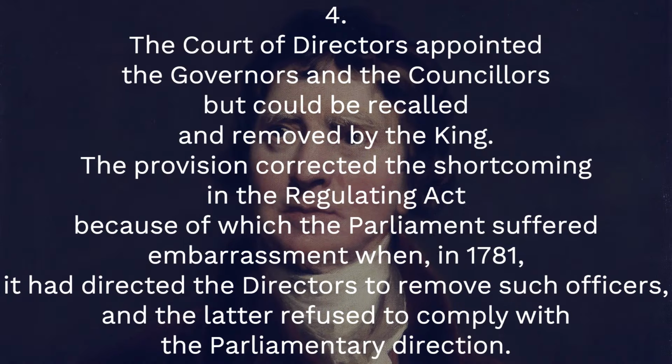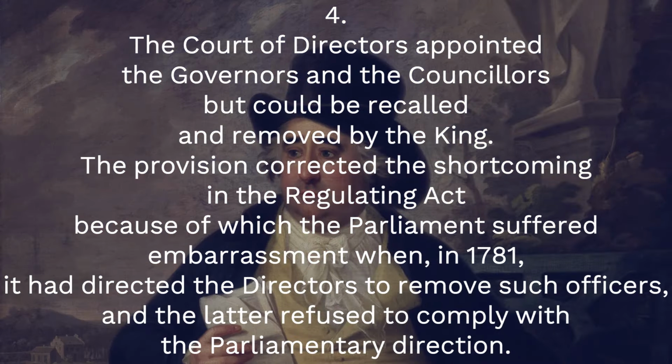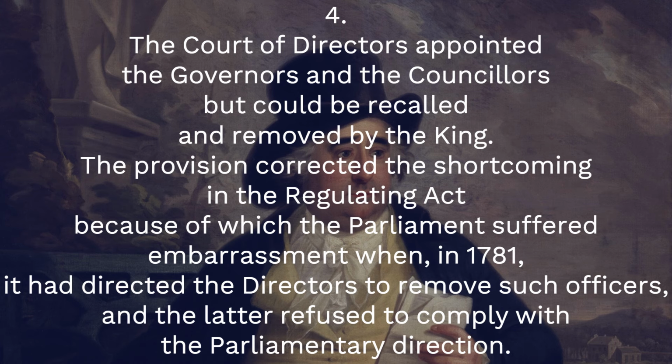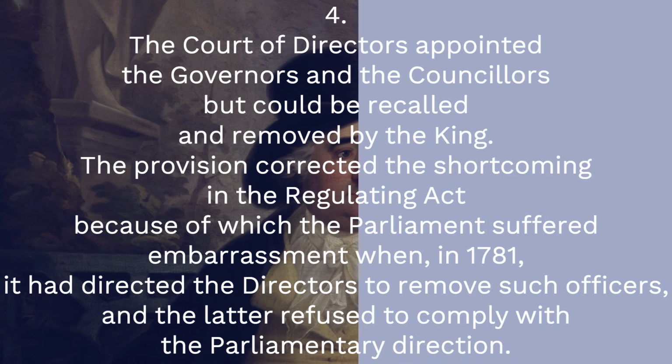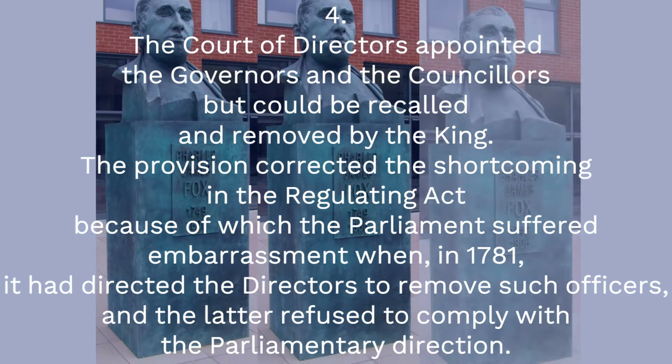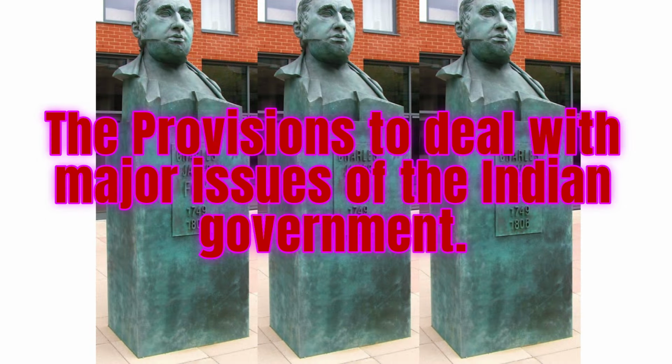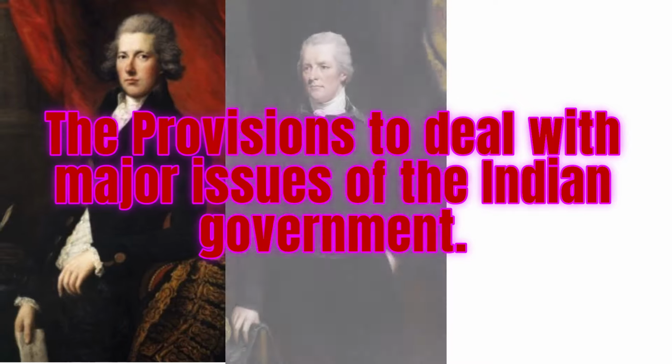4. The Court of Directors appointed the governors and the councillors, but they could be recalled and removed by the king. The provision corrected the shortcoming in the Regulating Act, because of which the Parliament suffered embarrassment when, in 1781, it had directed the directors to remove such officers, and the latter refused to comply with the parliamentary direction. The provisions to deal with major issues of the Indian government.